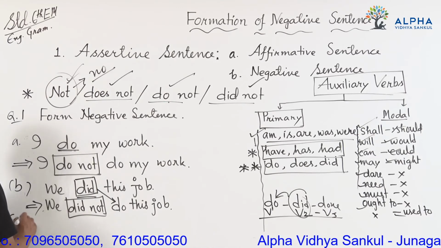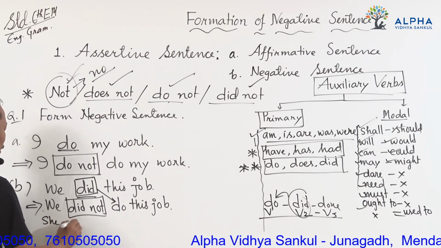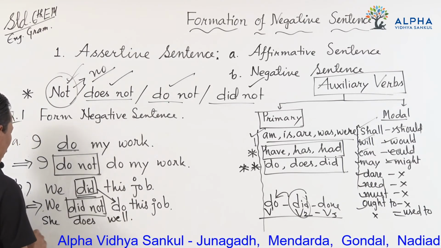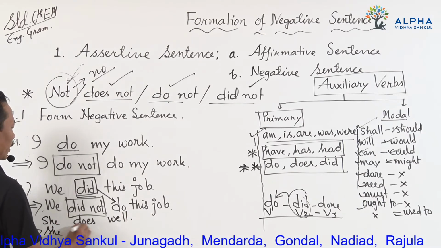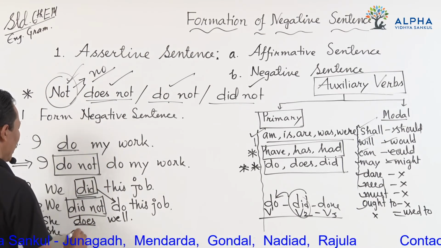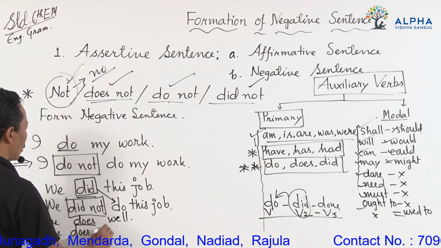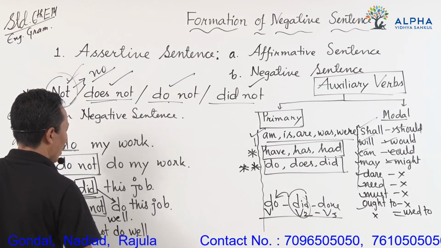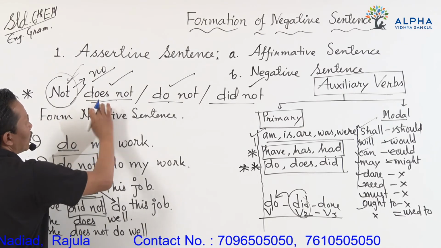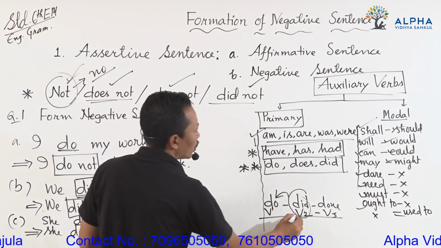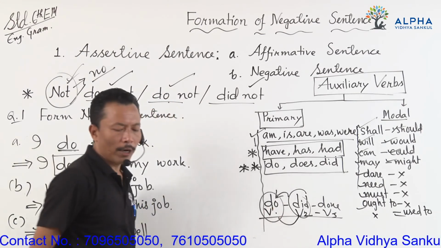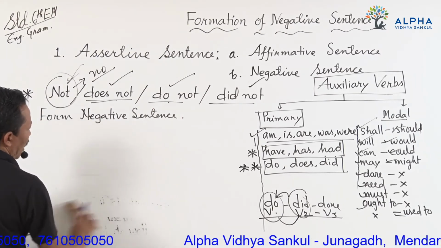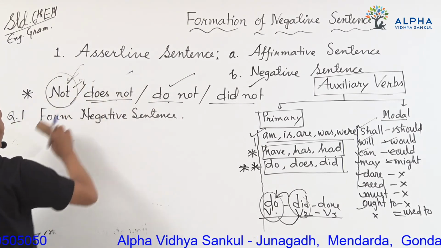Here, she does well. And then we have to write she. It is does, then we have to apply does not. She does not do well. Suppose all these does, do, did, we have to always put the verb in V1. V1 means the present form. See? And now this rule is over. Student, this rule is over.